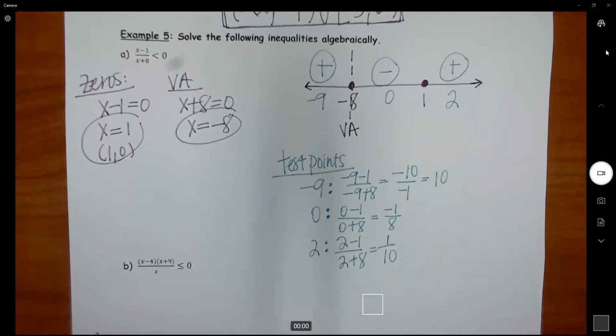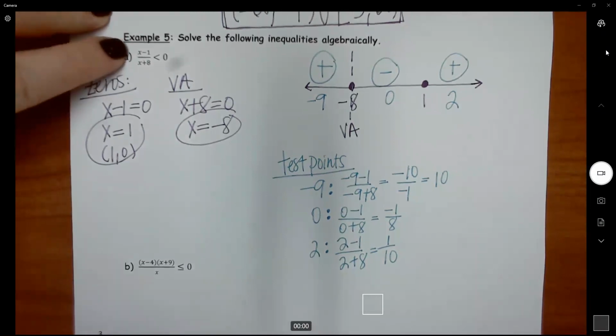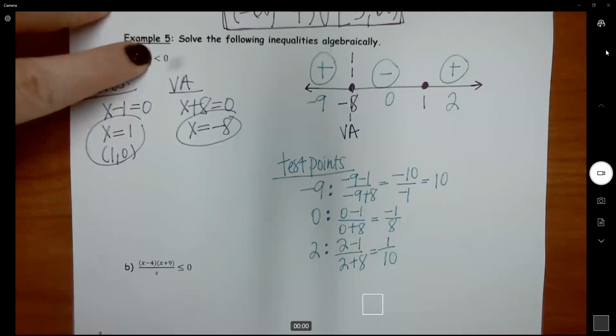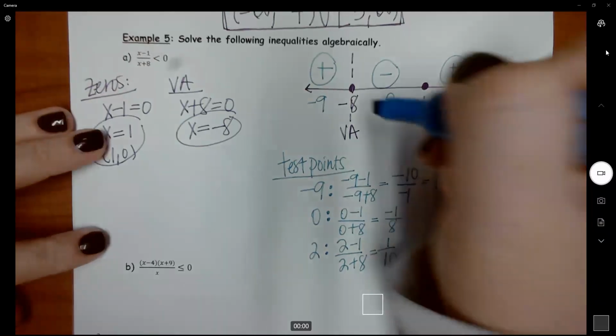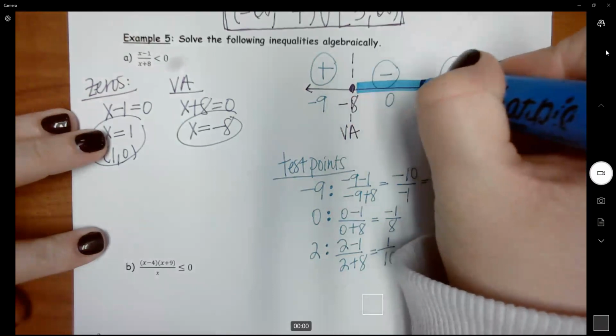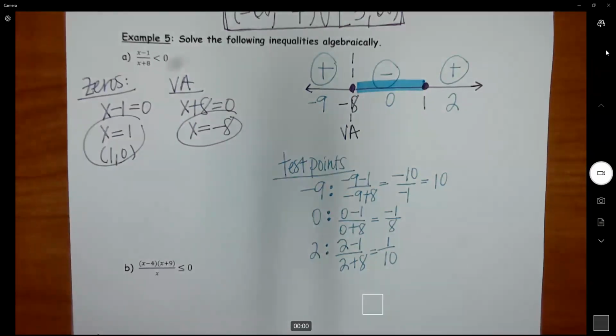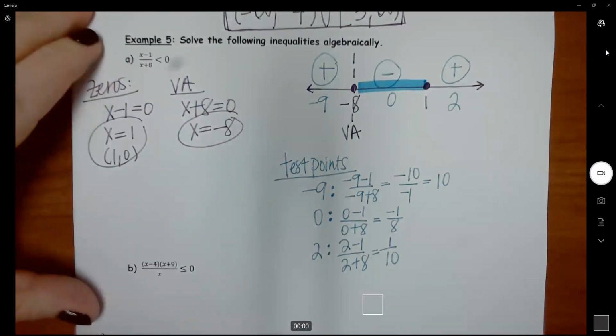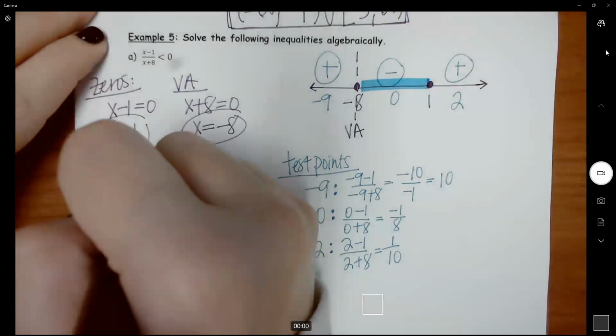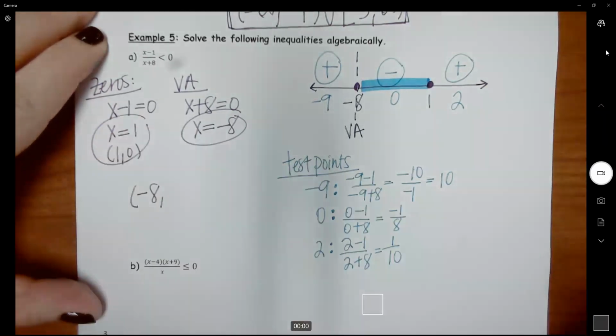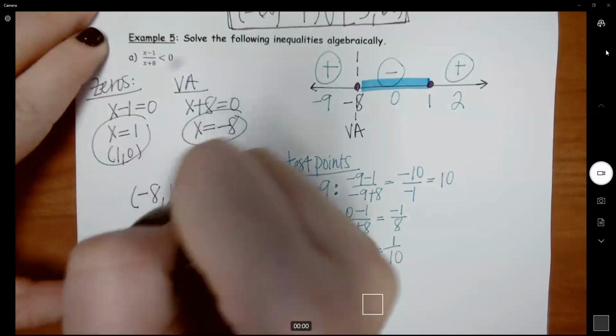So we'll come back up to the original problem, and it's wanting to know, when is this rational function less than 0? So that is this part right here in the middle. So my answer is -8 to 1.